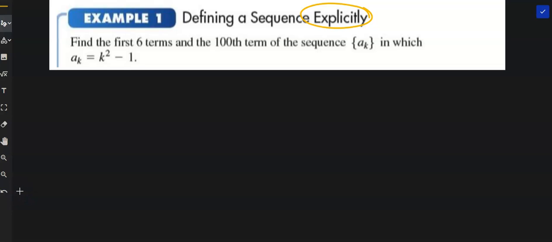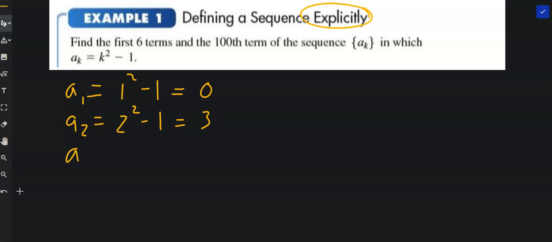So, if I wanted to find the first term, what do you think I should plug in? 1. Good job. 1 squared minus 1, and the answer is 0. If I want to find the second term, yes, we'll plug in a 2, and we get 3. I'm hoping that you see the pattern, that it's 1 less than a perfect square. So 0, 3, 8. We don't need to continue with that. However, if I want the 100th term, what do you think I'm going to plug in?